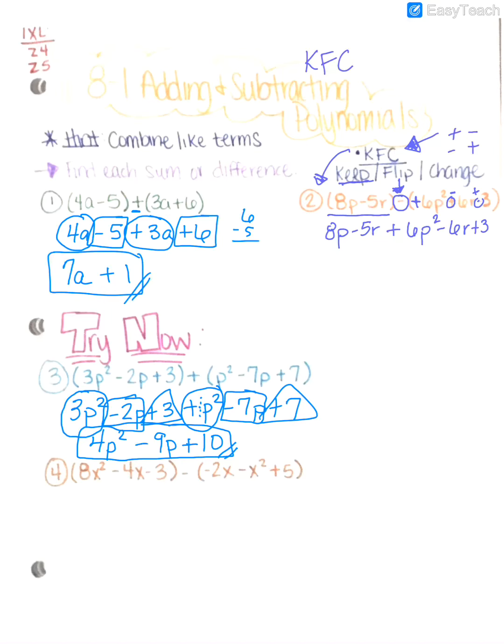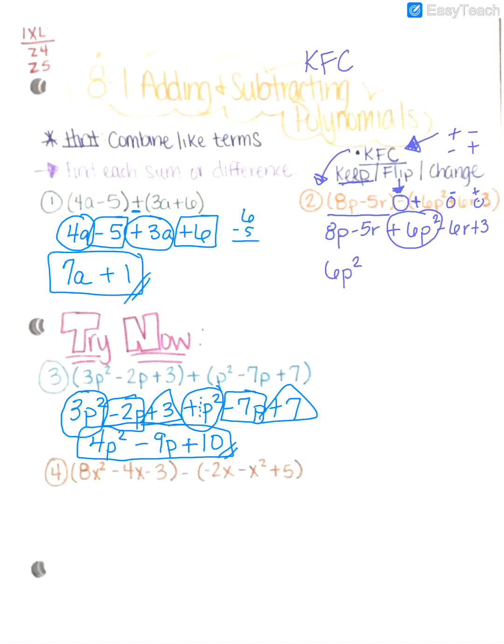Now once you have it written down like this, then you're going to go ahead and do the exact same thing you were doing with adding polynomials, which is just combining like terms. So my highest power is the 6p squared. And that's the only thing that I have. So I have 6p squared.